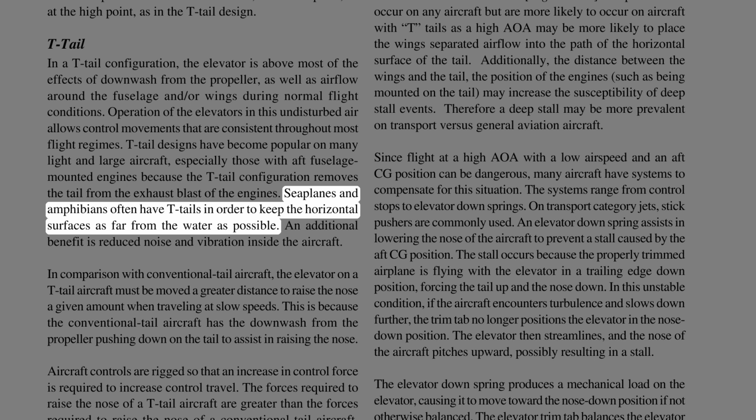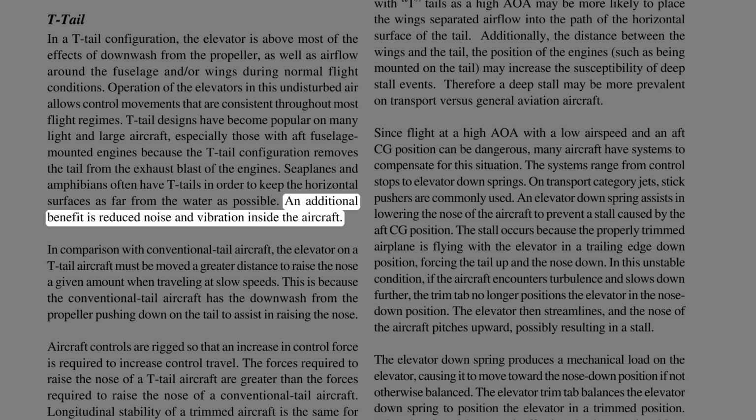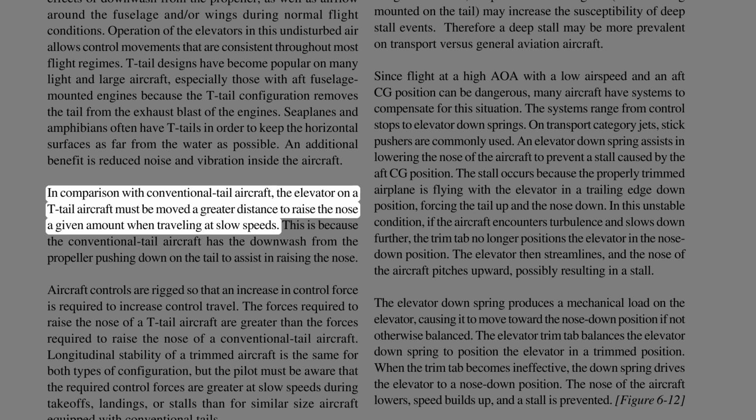Seaplanes and amphibians often have T-tails in order to keep the horizontal surfaces as far from the water as possible. An additional benefit is reduced noise and vibration inside the aircraft. In comparison with conventional tail aircraft, the elevator on a T-tail aircraft must be moved a greater distance to raise the nose a given amount when traveling at slow speeds.